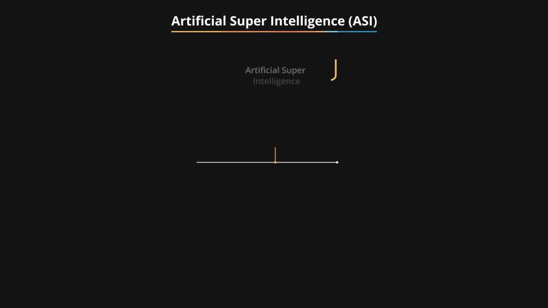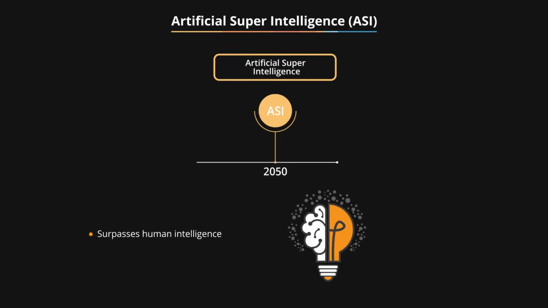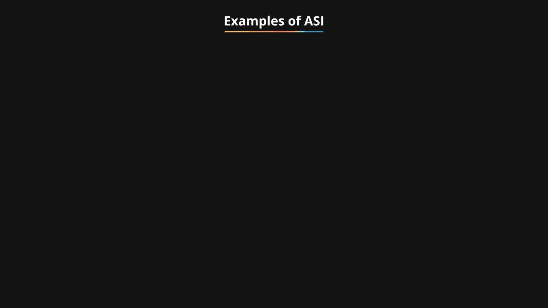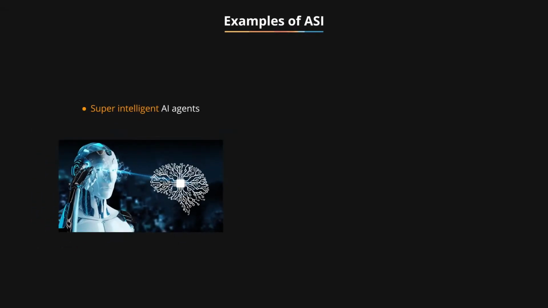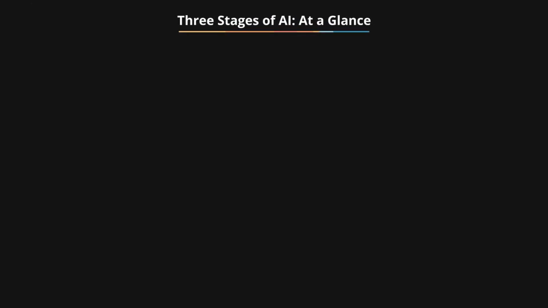The systems using artificial superintelligence, or ASI, surpass human intelligence. Examples of ASI are superintelligent AI agents, and systems that are masters at every skill, subject, or discipline and are faster than the smartest humans. Let's take a quick look at the 3 stages of AI.